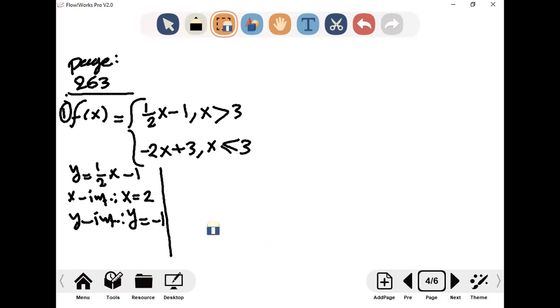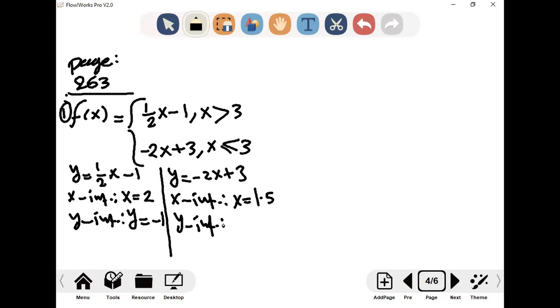Now the second part, y equals negative 2x plus 3. X-intercept, put y equals 0. You will shift the 3 here. It will be what? Negative 3, divided by negative 2, meaning 3 over 2. So x equals 1 and a half. Right? 1 and a half. Y-intercept: when x equals 0, y will be 3. These are the intercepts for both.